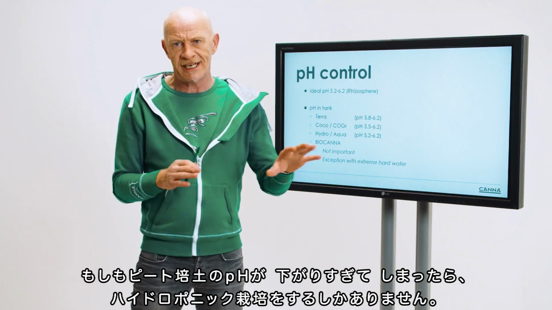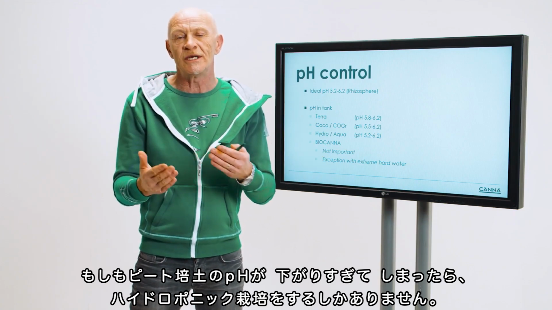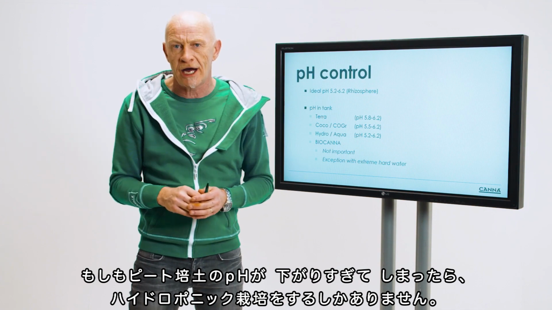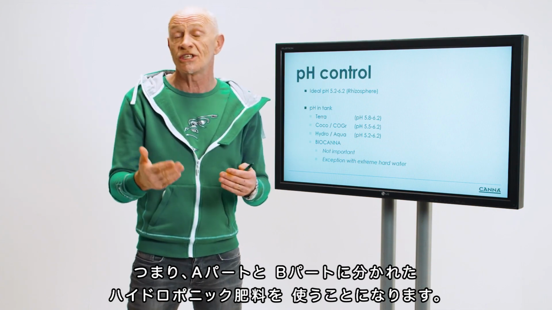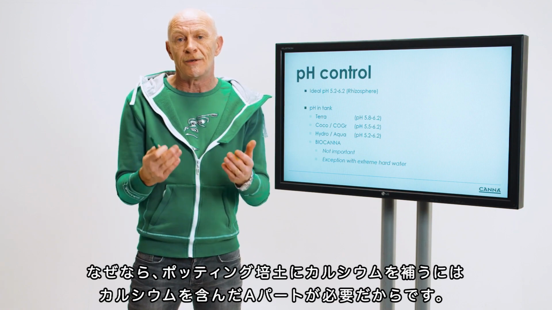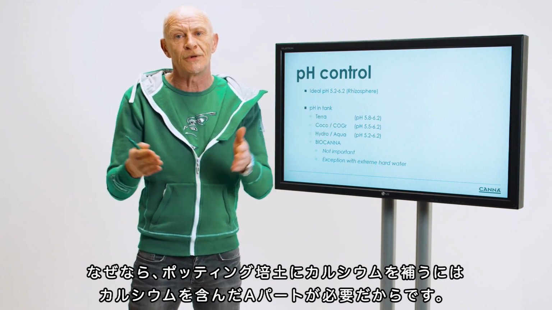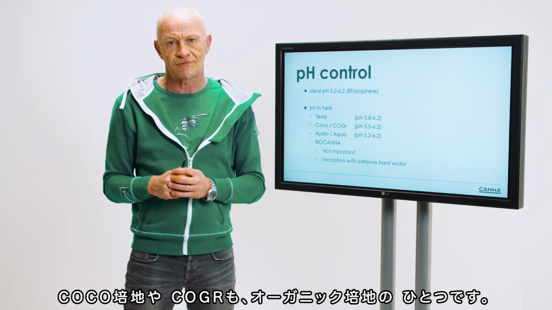A lot of potting mixes are based on peat. And to avoid that low pH of the peat mix itself, what they do is they start growing in a hydroponic way. Of course, then you need an A and a B substrate, because in the A we have calcium, which we normally put in the terra mix.